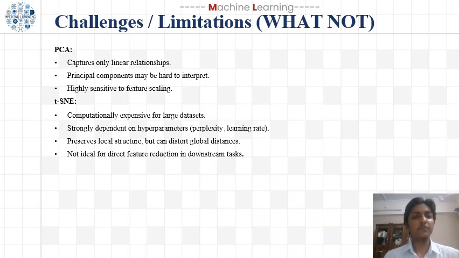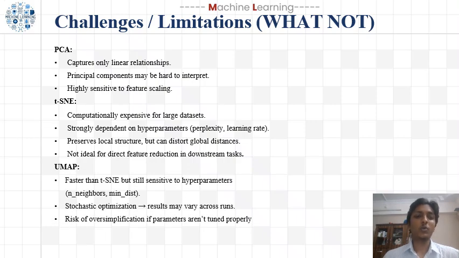Now, t-SNE. t-SNE's computational cost is very large for large data sets, and it is also slow. It's strongly dependent on hyperparameters such as perplexity or learning rate. It preserves local structure but falls short on preserving the global distances. Not ideal for direct feature reduction in downstream tasks.